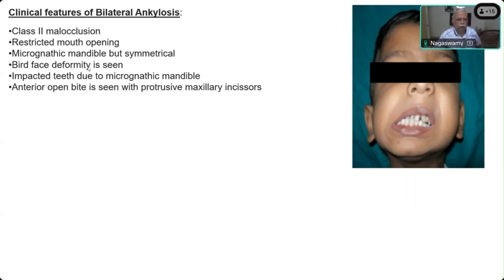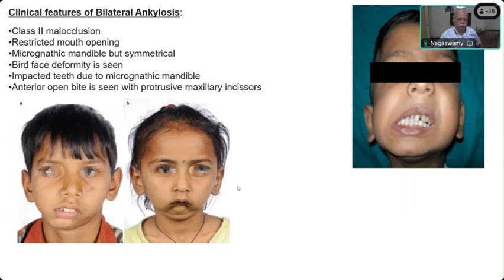And in bilateral joint involvement, there is class 2 malocclusion, restricted mouth opening, macrognathic mandible with symmetrical bird face like deformity, and impacted teeth due to the macrognathic mandible. Anterior open bite is seen with protrusive maxillary incisors, and these are the pictures.